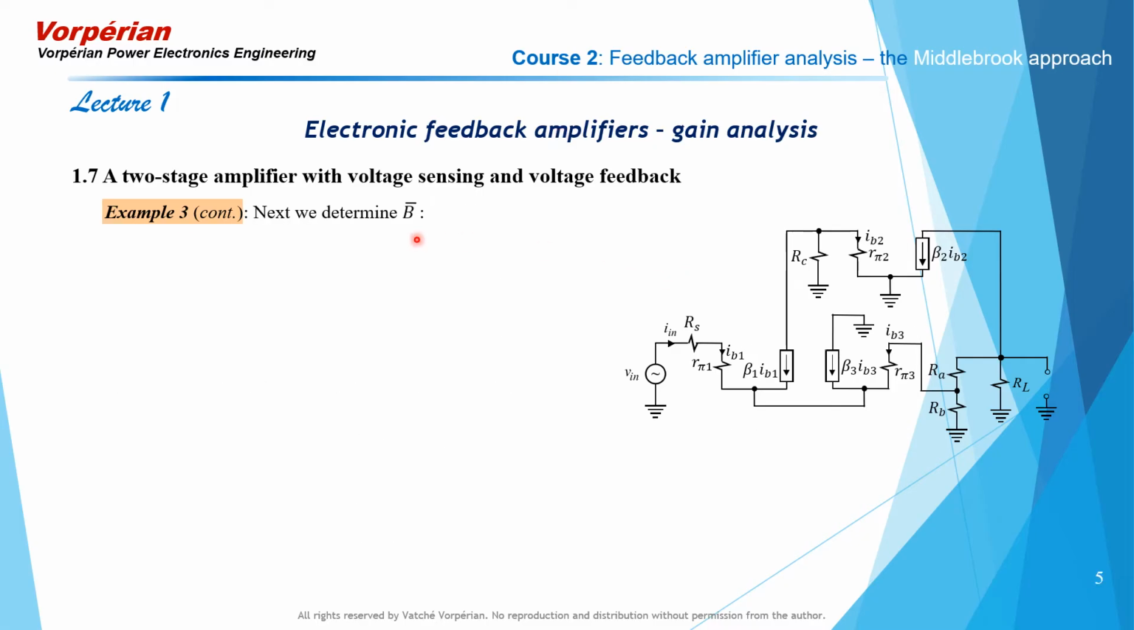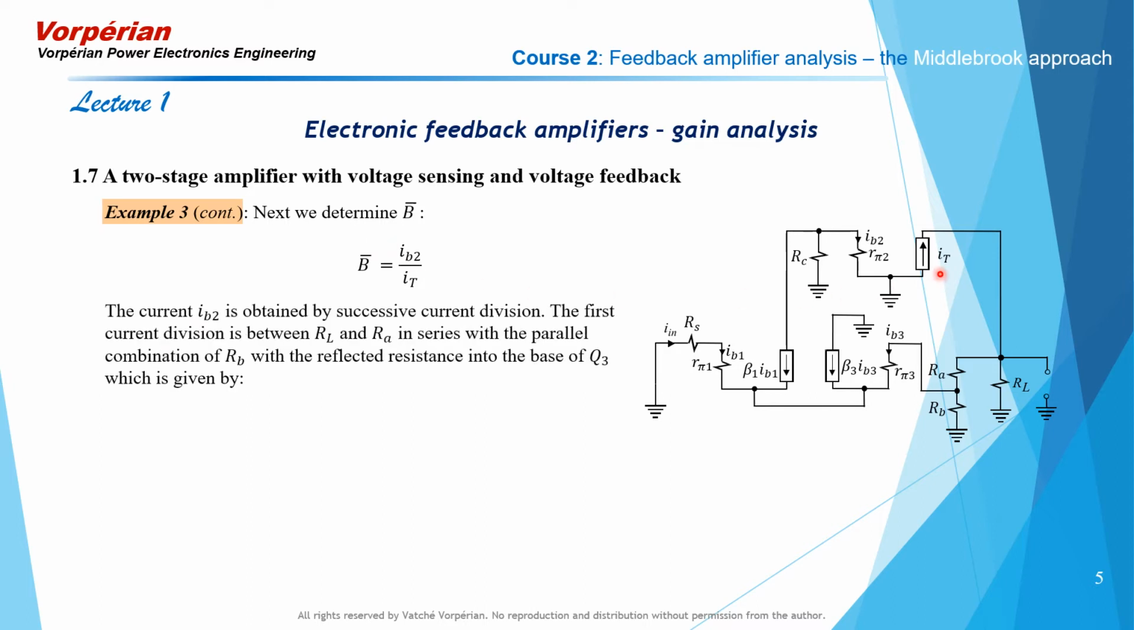Next, we determine the inverse gain with respect to beta 2 with the excitation set equal to 0. We replace here Vin with the short circuit, and we replace the dependent current source with an independent current source pointing in the opposite direction, and we determine the gain IB2 to IT. We're going to do this by successive current division of IT as we go around the loop back to IB2.